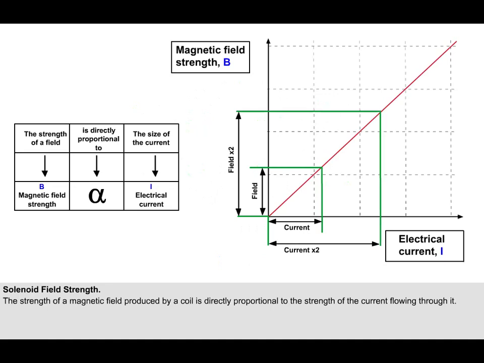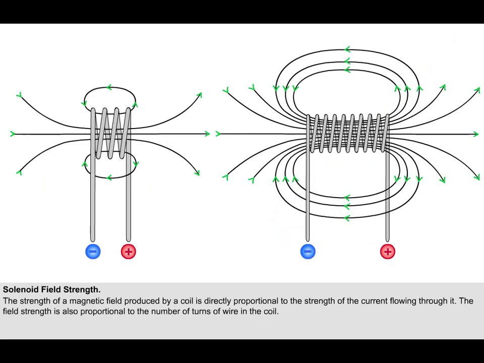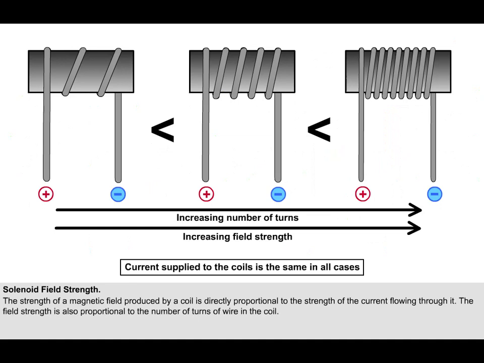As you can see, if the current flow is doubled, then the strength of the magnetic field is also doubled. Another way of increasing the strength of the magnetic field surrounding an electromagnet is by increasing the number of turns making up the solenoid. At a constant current supply, the strength of a magnetic field is directly proportional to the number of turns of wire in the coil which is producing the magnetic field.